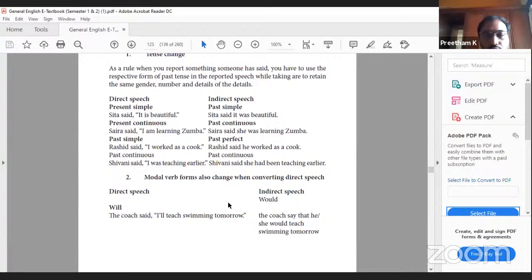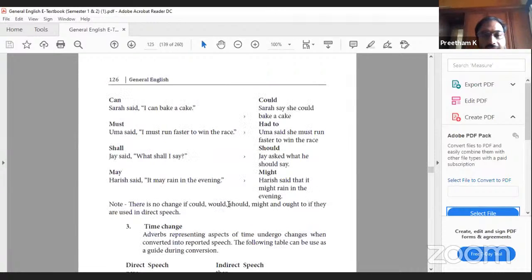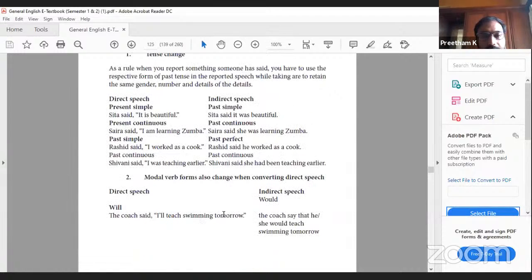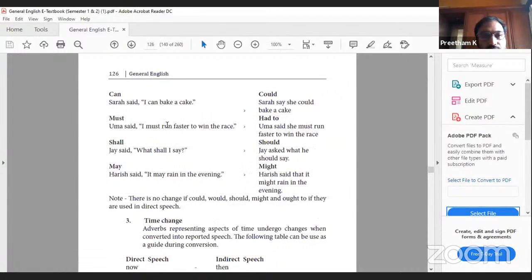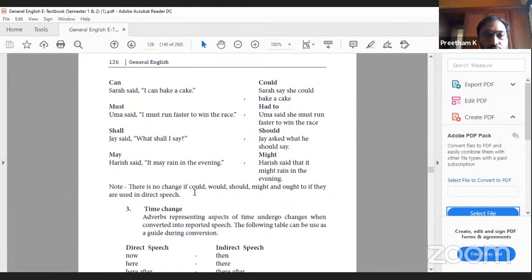Modal verb forms also change when converting direct speech. Will becomes would. Can becomes could. Must becomes had to. See, you should make a note of all this. Must becomes had to. Shall becomes should. May becomes might. There is no change if could, would, should, might, and ought to are used in direct speech.